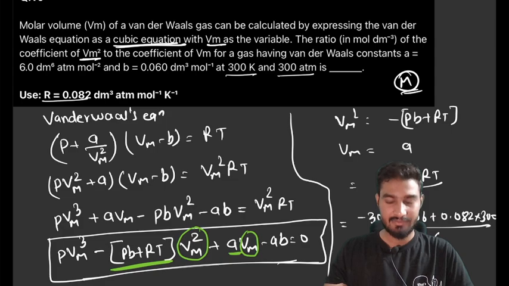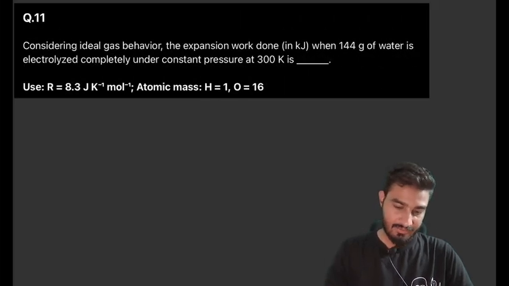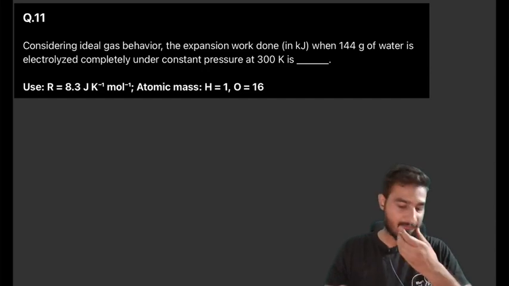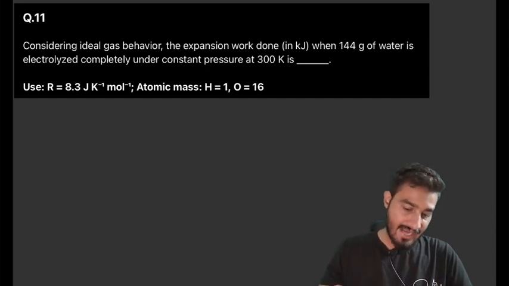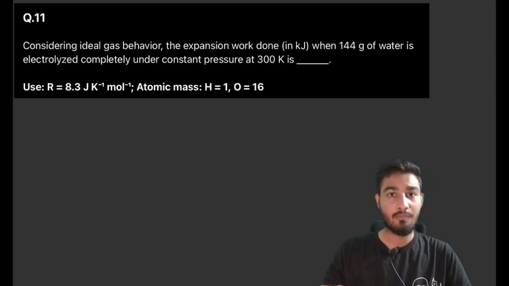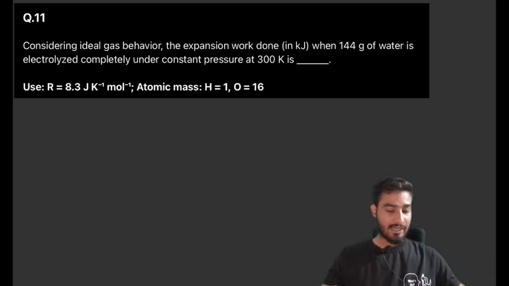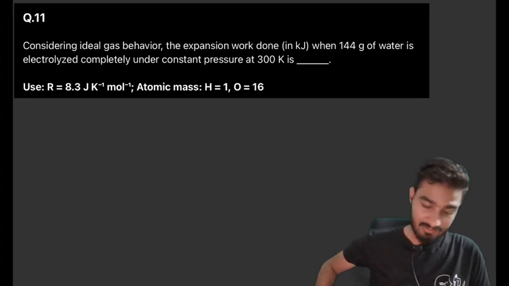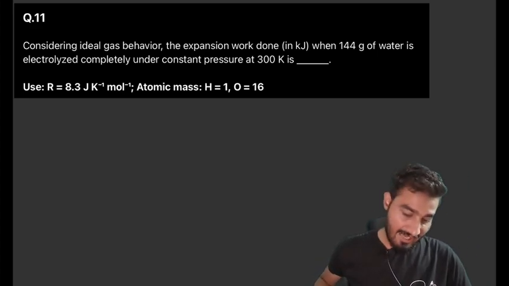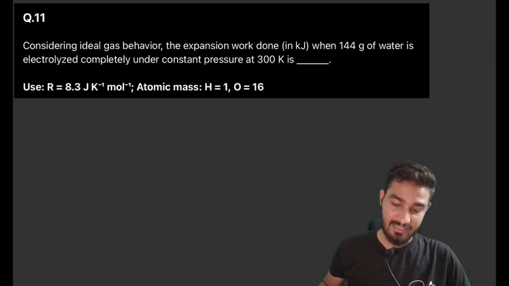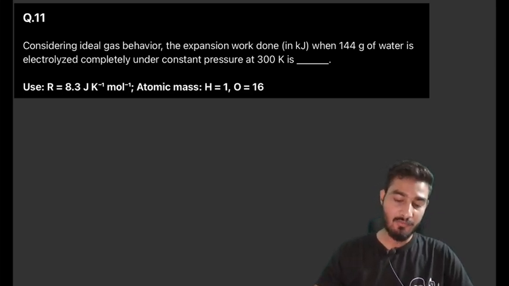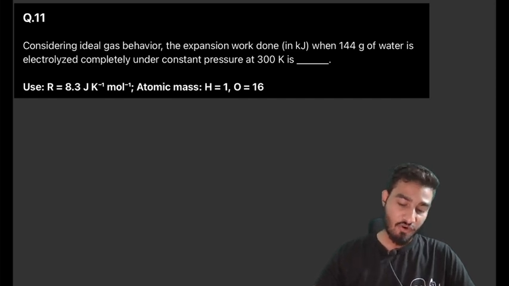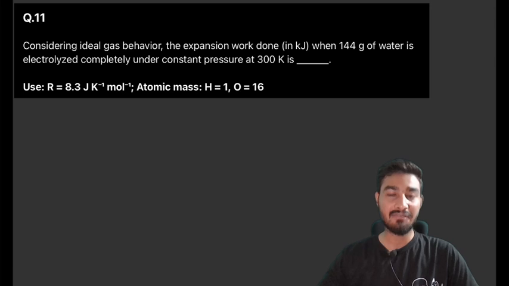So let's see the next question. Question number 11 is saying to us: considering ideal gas behavior, the thermodynamics. It is a thermodynamics question. Generally in Advanced, typical questions come from thermodynamics, very typical questions. But let's see. Considering ideal gas behavior, the expansion work done when 144 gram of water is electrolyzed completely under constant pressure at 300 Kelvin.